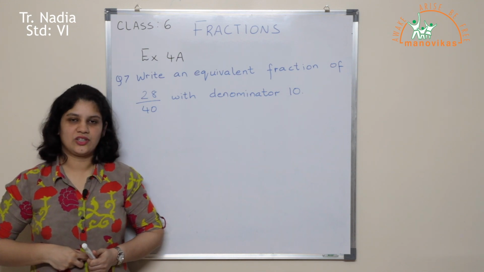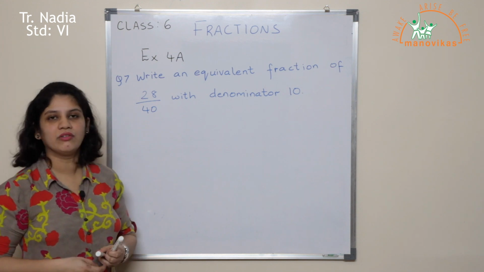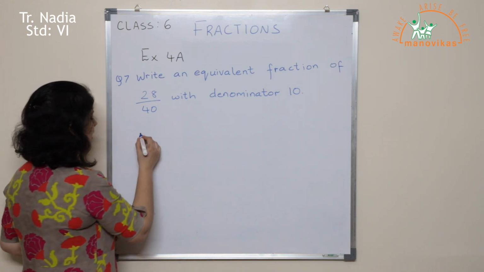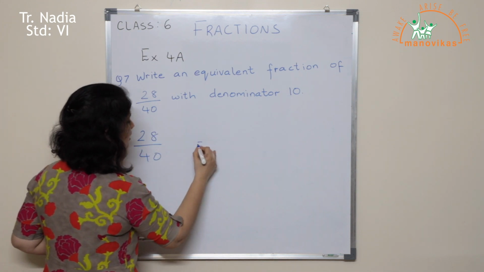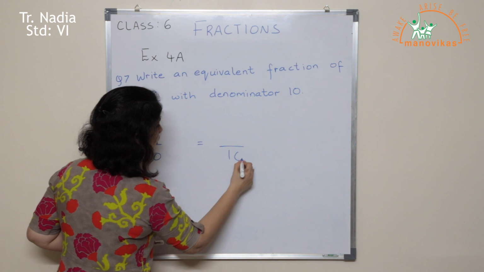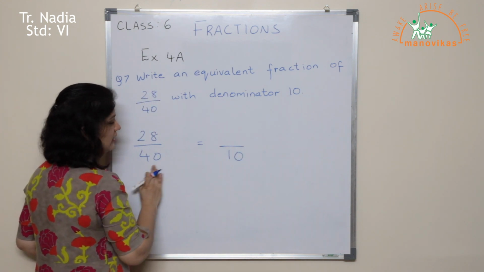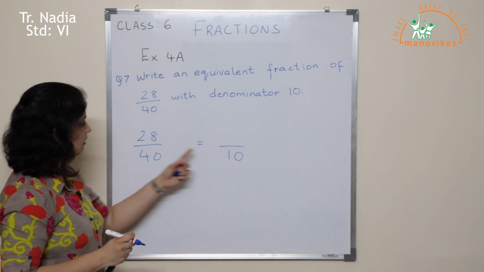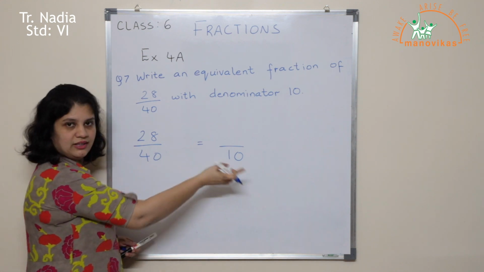Now let us go to question number 7. Write an equivalent fraction of 28 upon 40 with denominator 10. Now the original fraction is 28 upon 40. I need to get its equivalent fraction, which is going to have denominator 10. Now 40 has changed to 10. How will I get 10 from 40? Obviously, I cannot multiply 40 by something to get 10.